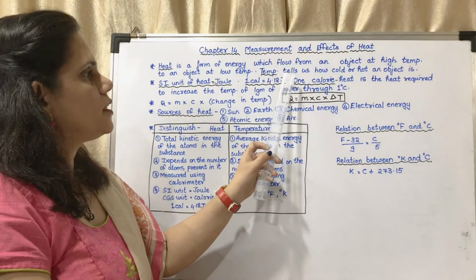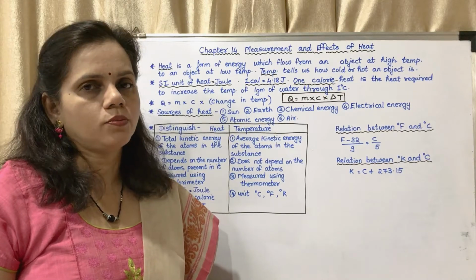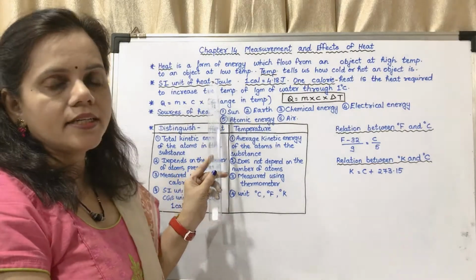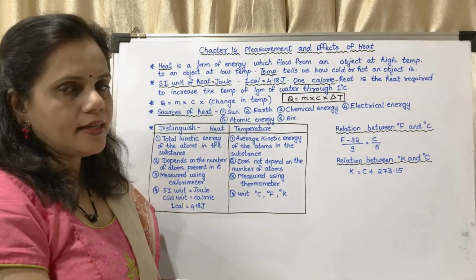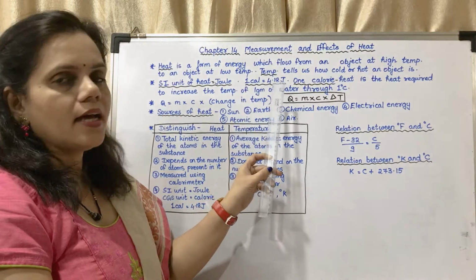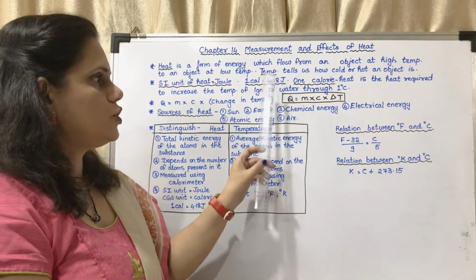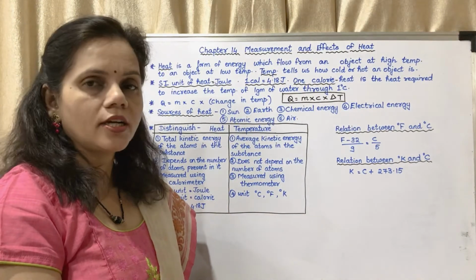What is temperature? Temperature tells us how cold or hot an object is. Okay. Now the SI unit of heat is joule and the CGS unit of heat is calorie. The relation between calorie and joule is 1 calorie is equal to 4.18 joules. This is the definition of 1 calorie. You may mark it in your textbook.